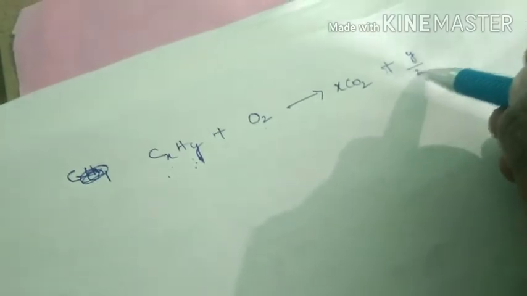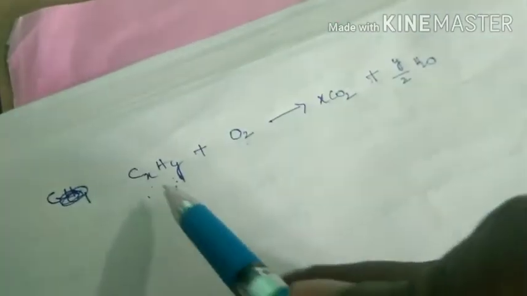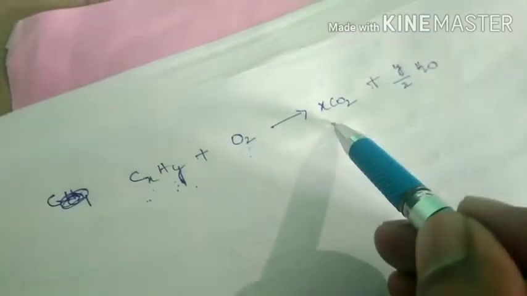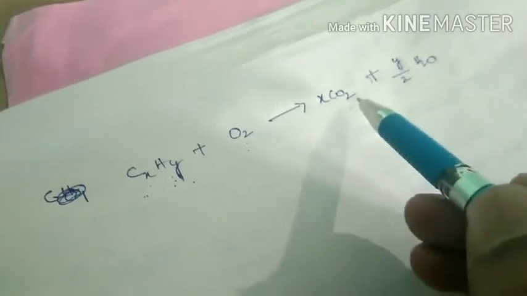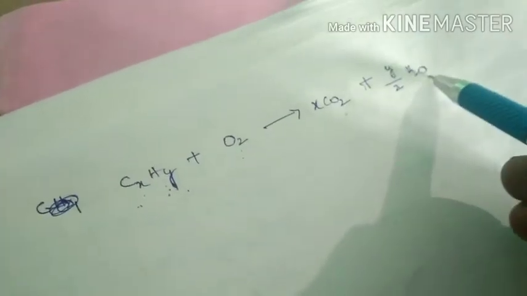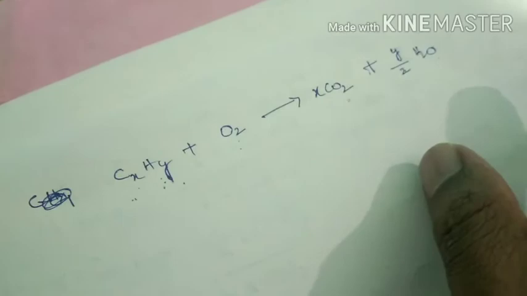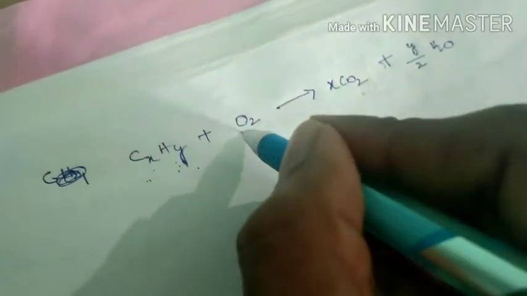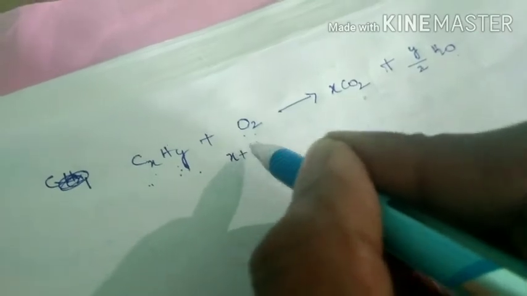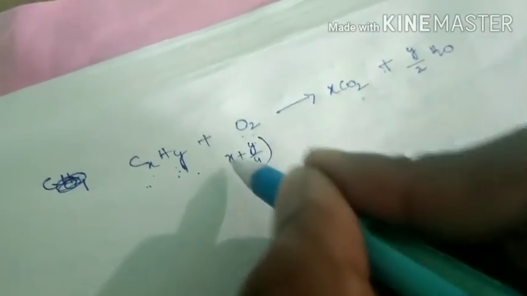amount of CO2 and y by 2 moles of H2O. When any hydrocarbon undergoes combustion, then x moles of CO2 and y by 2 moles of H2O will be formed. This is a fundamental basic concept. Here the amount of oxygen will be x plus y by 4. If I discuss an example, then you will get a clear idea.